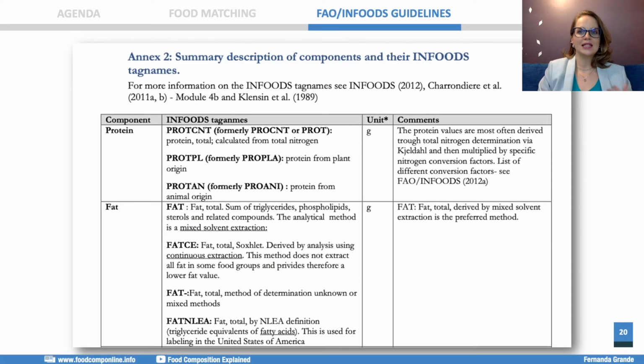The INFOODS component identifiers, called tag names, are very useful in the matching for components, and the main tag names for each component are listed on Annex 2 of the guidelines. When we see more than one tag name for a certain component, it means that different analytical methods, expressions, or definitions exist, and therefore we need to be careful to avoid mixing them. So assigning the tag names for the components when we are using more than one source of food composition data may be very helpful to avoid inappropriate mixtures.